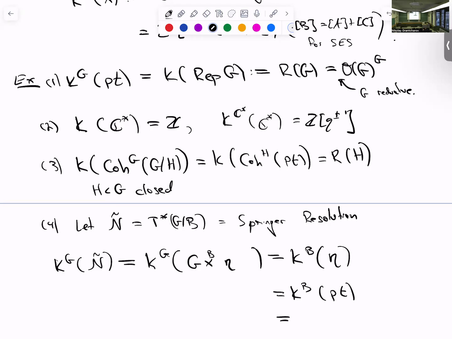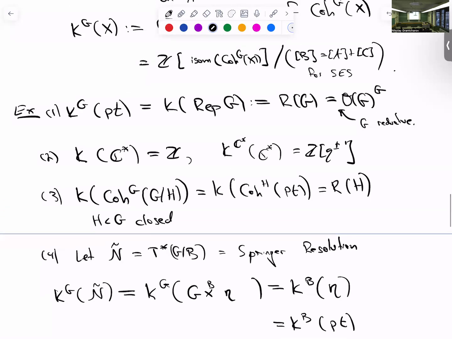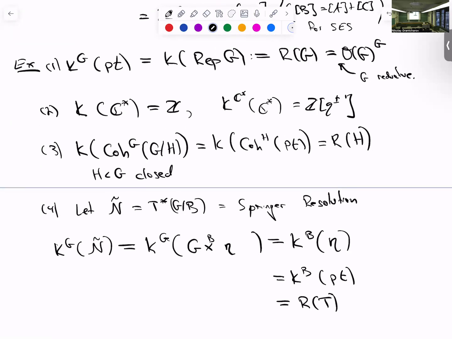Now this is just R of B, so these are just looking at representations of B. They're determined by the highest weight. So say R of T, the representation ring of the torus. And this is just the same as the Laurent polynomial algebra. So as defined, the K theory is only equipped with an additive group structure.